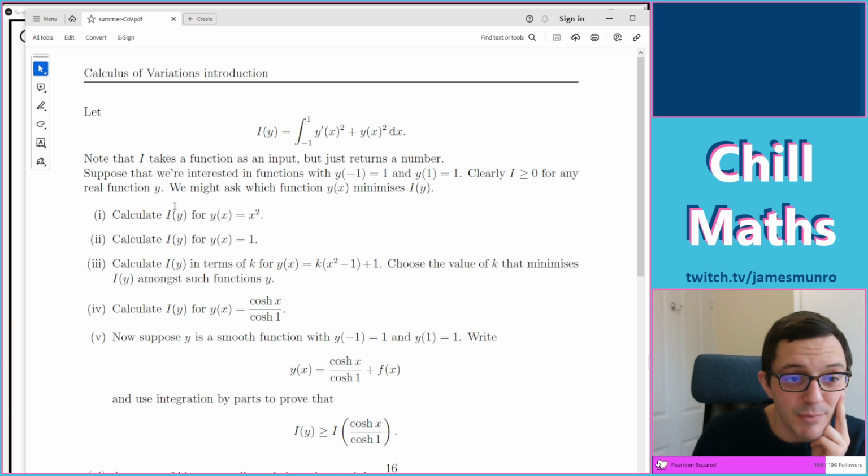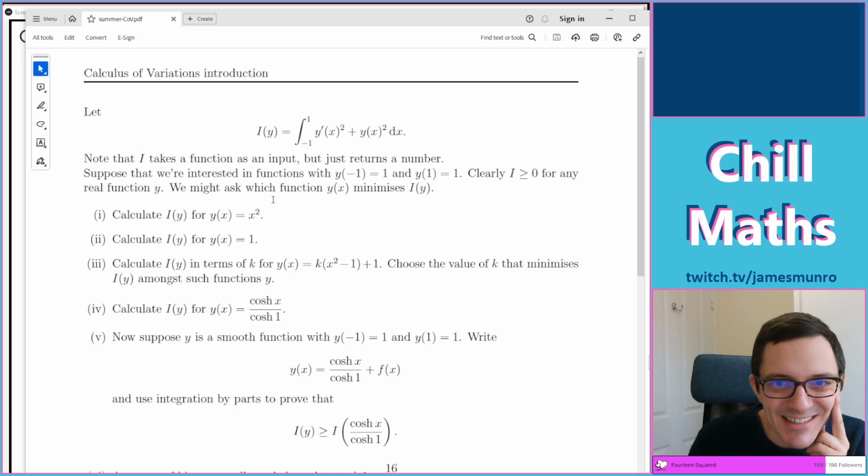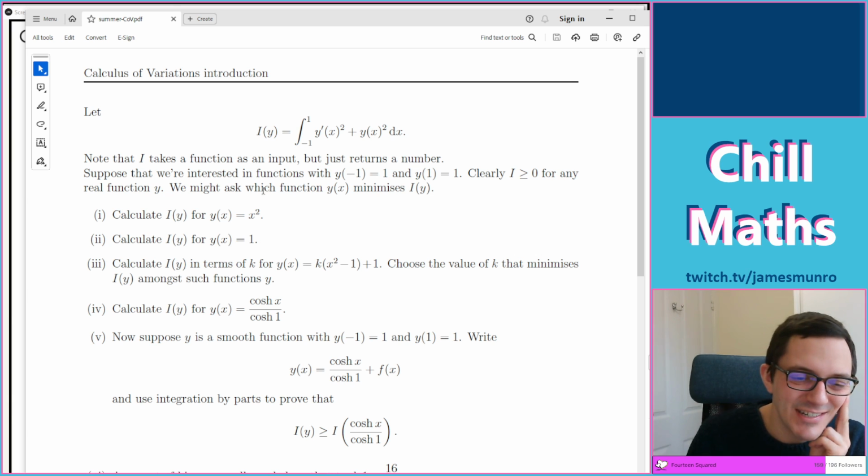Anyway, so the way this problem works, and I've just sent this off to my students to see if they'll have a go at it before the course. Hi students, if you're watching.